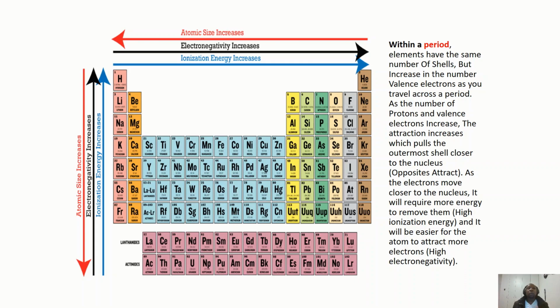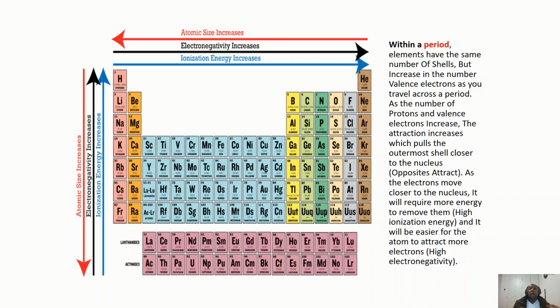For example, let's take period 2 as an example. In period 2, we have lithium, we have beryllium. Lithium is going to be 2, 1 when you distribute them into the shells, but beryllium is going to be 2, 2. That means as you are going across from left to right on the period, the number of valence electrons is going to be increasing. So if you go to boron, we have 3, carbon we have 4, nitrogen we have 5, oxygen we have 6, fluorine we have 7.